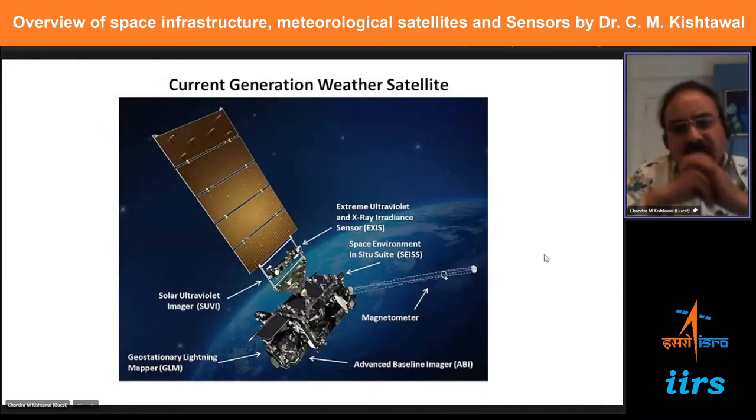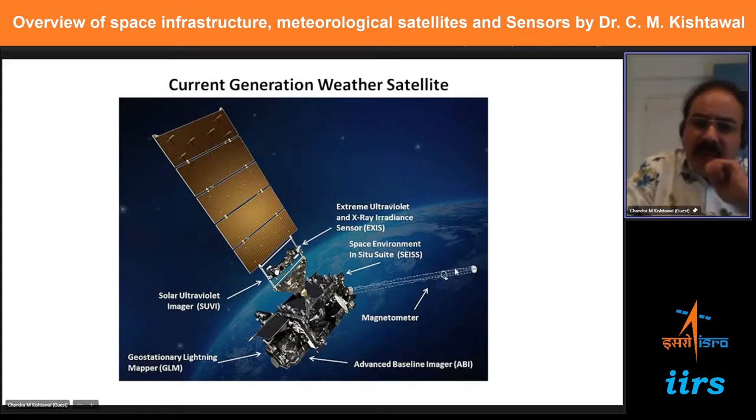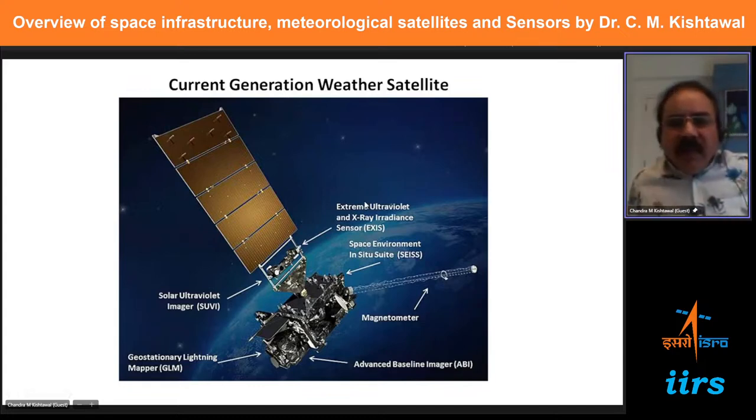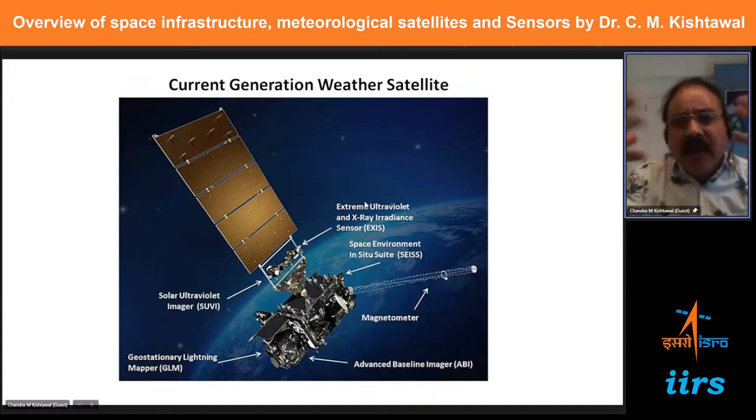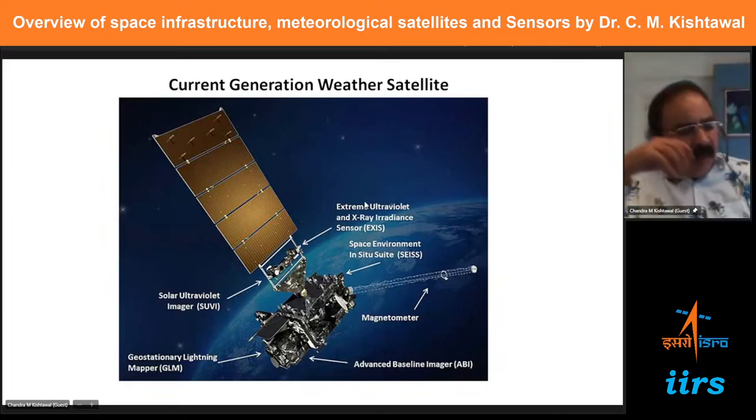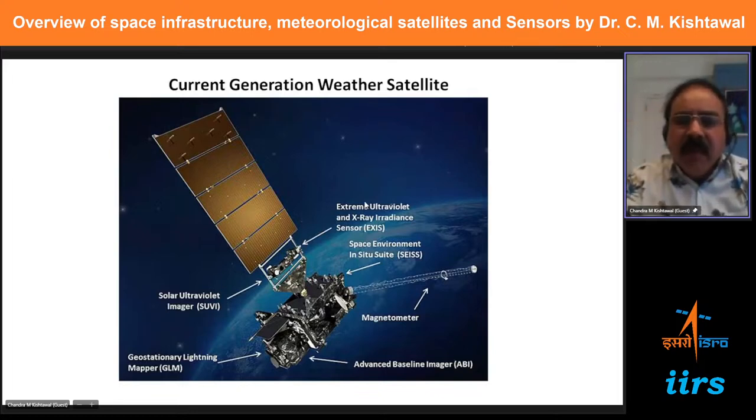Then this is the current generation weather satellite, which is actually very big. Let me tell you, the weight of the satellite is like a mini truck, and it is huge, and it has many sensors. For example, not only for the weather and meteorology of the Earth, but also for the weather of space. What is space weather? Space weather is basically defined by solar flares. The sun is emitting a lot of ionized and charged particles, which ionize our upper atmosphere and create a lot of activity there. Sometimes it can be very dangerous for satellites if you are operating outside the atmosphere.